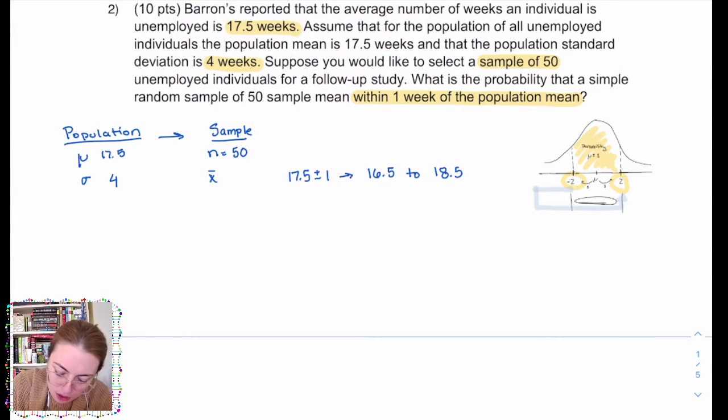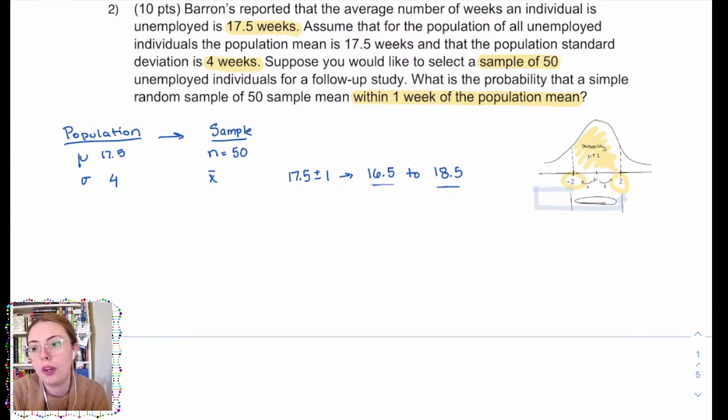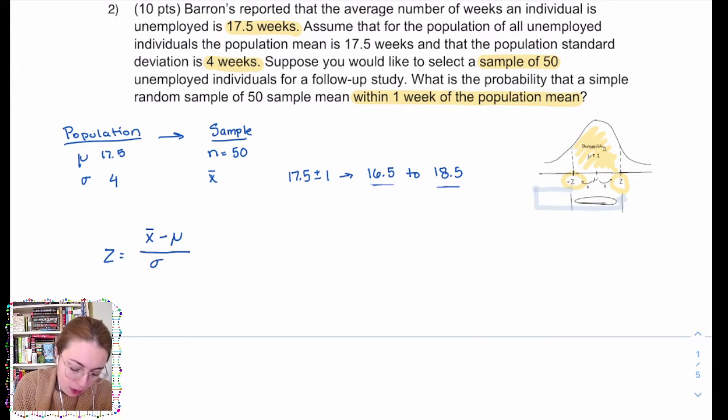So we have the 2 values that we're looking at, and all we need to do at this point is figure out the z-scores for each of these. So what's the formula for that? When we're going from population to sample, z is equivalent to x bar, or the x of interest, minus the population mean, divided by the population standard deviation, divided by the square root of n, how many you have in your sample. So let's do this first for 16.5.